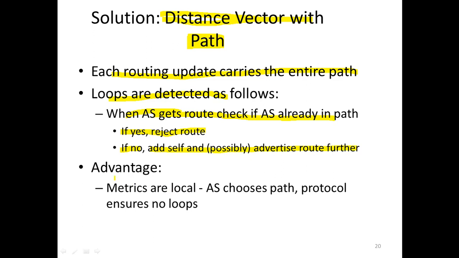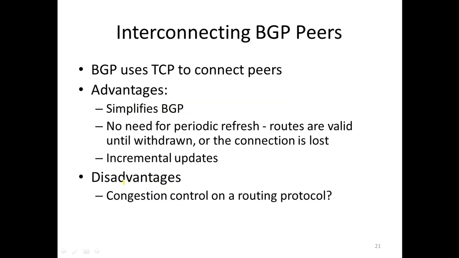The advantage of this is that the metrics used will be decided locally, and the AS will choose the path, not the router. This AS will choose the path for the device, and the protocol ensures no loops. This is the advantage of this kind of routing, and it is known as BGP, the Border Gateway Protocol.